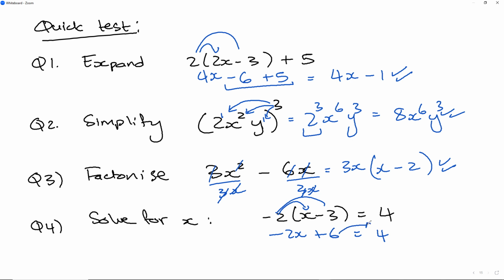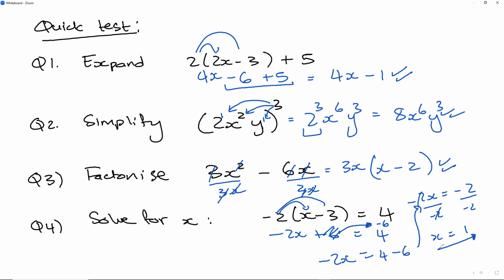I need to get all the numbers over. So if I move the plus 6, it's going to become a minus 6 on the other side. So 4 minus 6 equals, continuing from here, I got negative 2x equals 4 minus 6 is negative 2. Divide both sides by negative 2 gets me x equal to 1. So x is equal to 1.